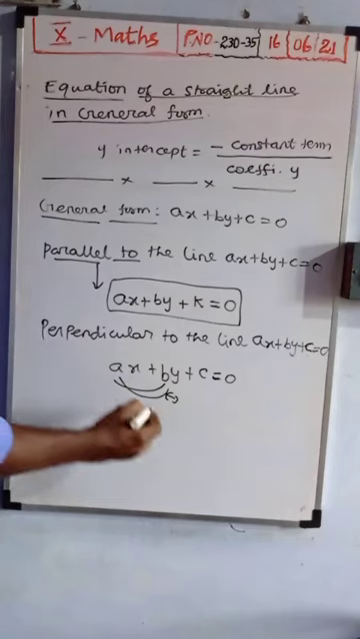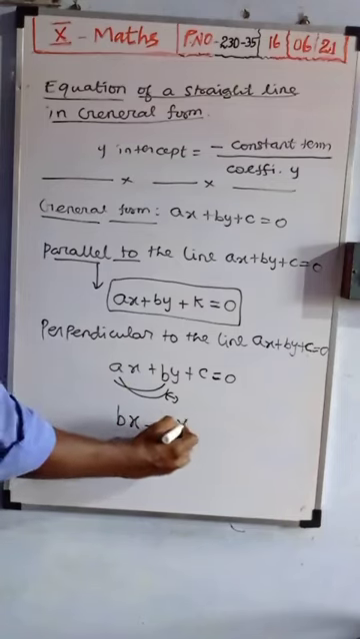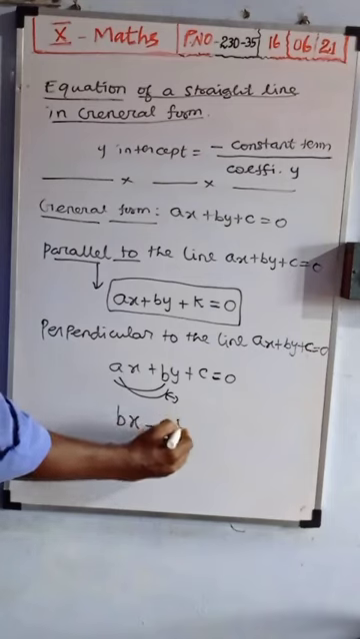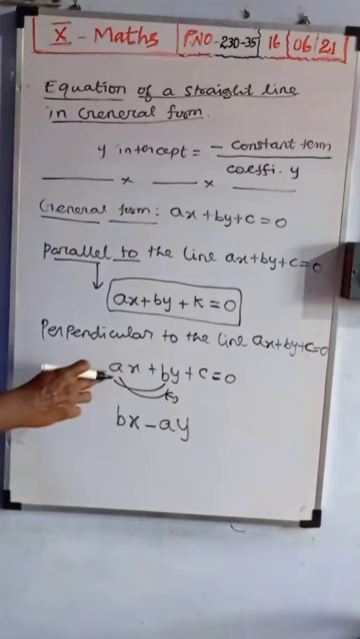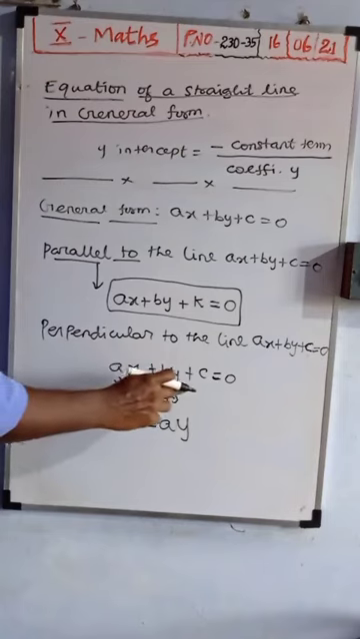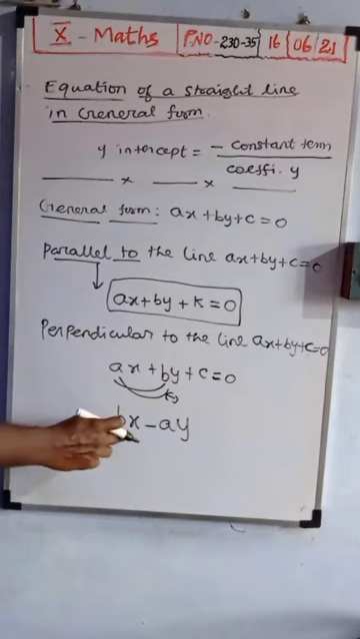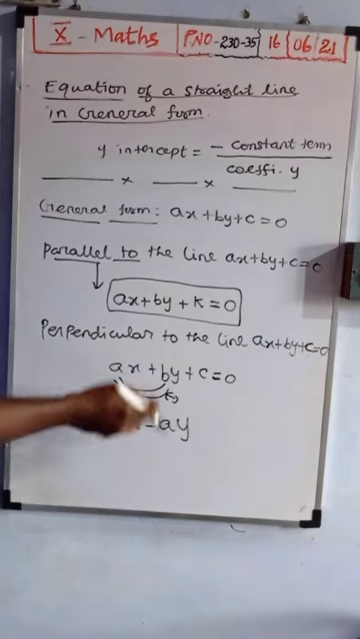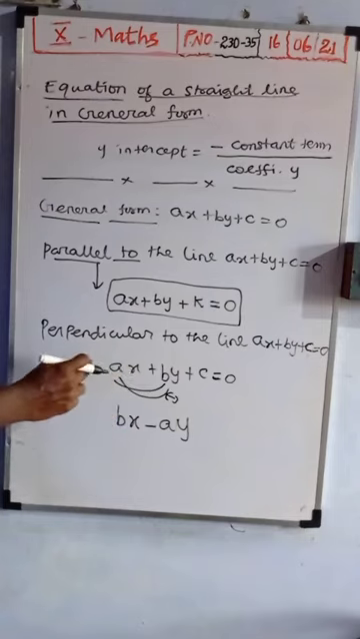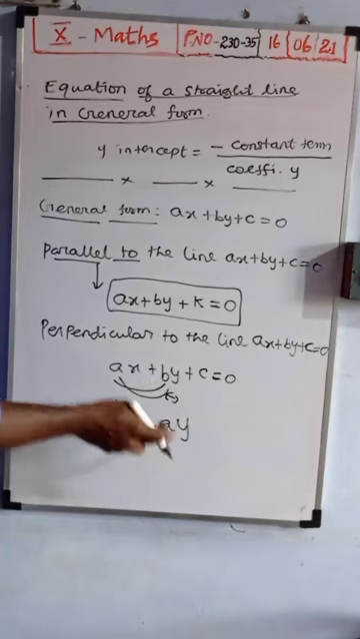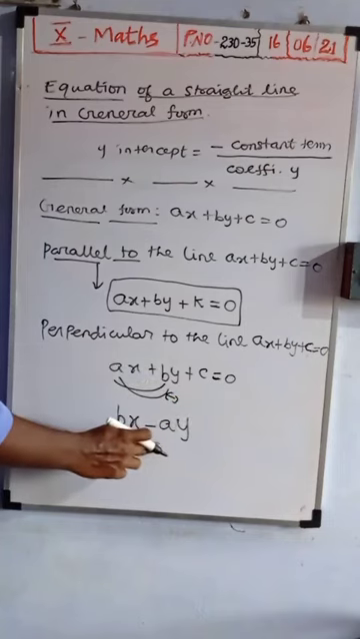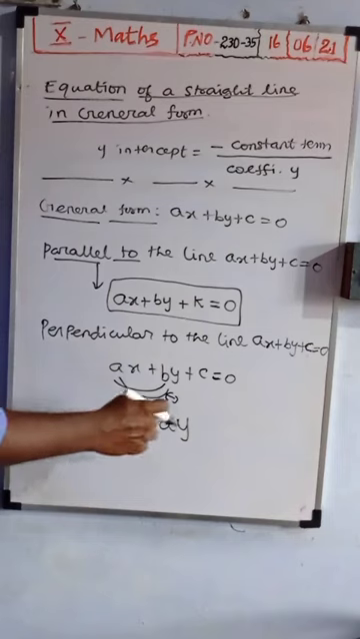So here plus a means minus ay... sorry, the y coefficient you want to bring from the x coefficient, then you should change the sign. Also, you want to change here as it is. Whatever the y coefficient is, that is called the x coefficient, so bx. But if the x coefficient is positive, you should change it into negative, and if negative, you should change it into positive. Okay, in such a way.